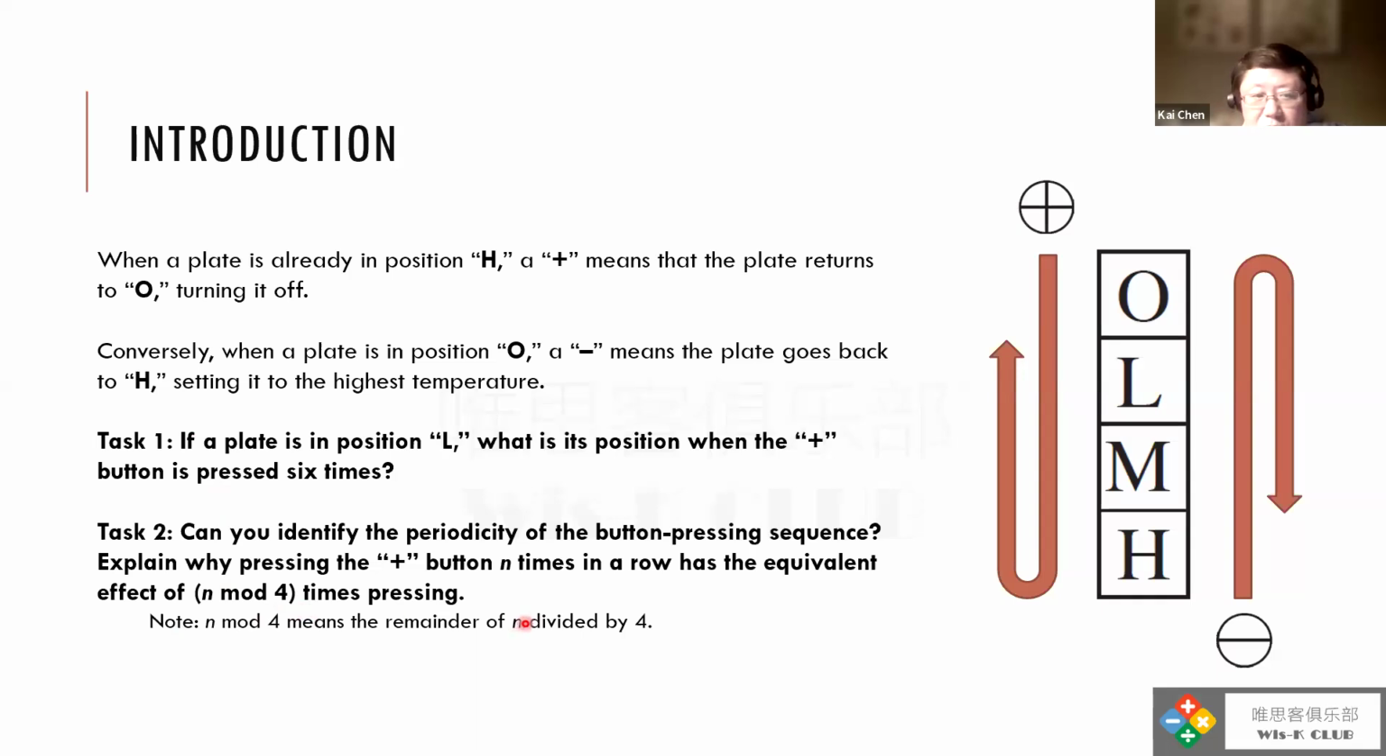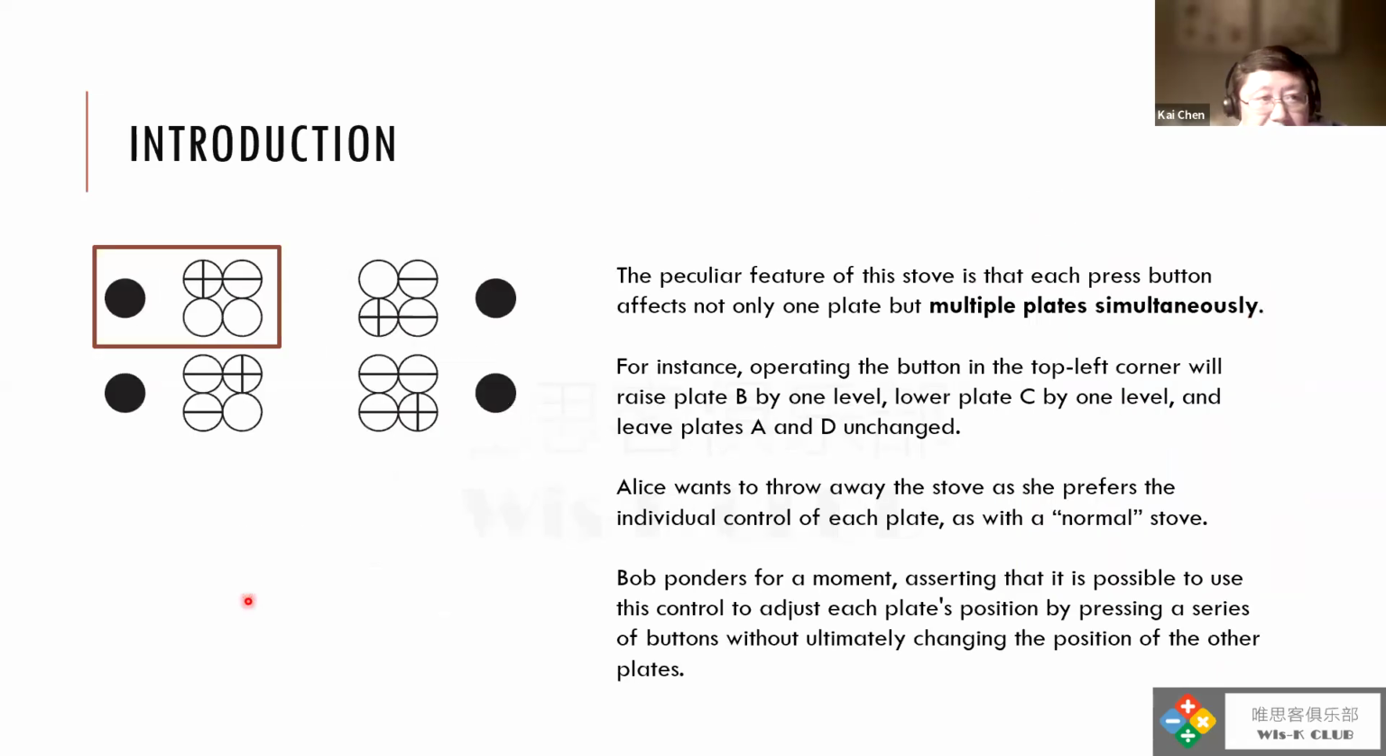The second task is: we do see some periodicity here. If I press the plus button n times, what will be the final status? That's a periodical effect. In every 4 presses, it will go back to the same place. So you have to explain why pressing the plus button n times is equivalent to pressing it n mod 4 times. So that's the second task.